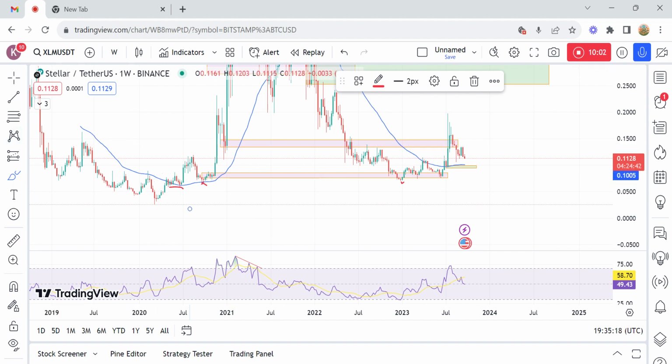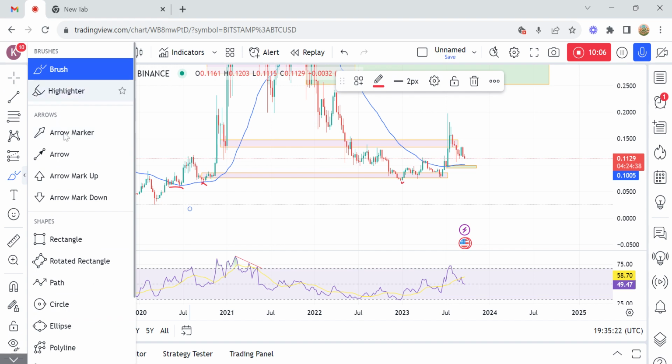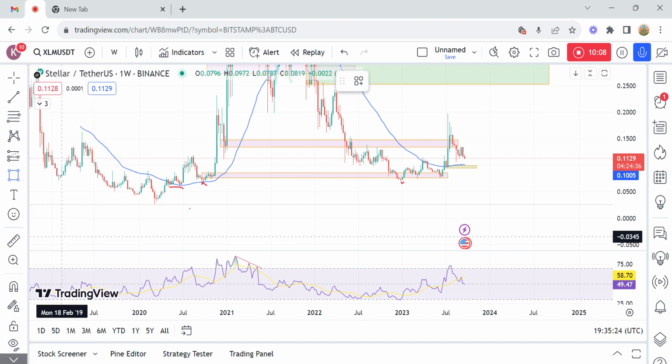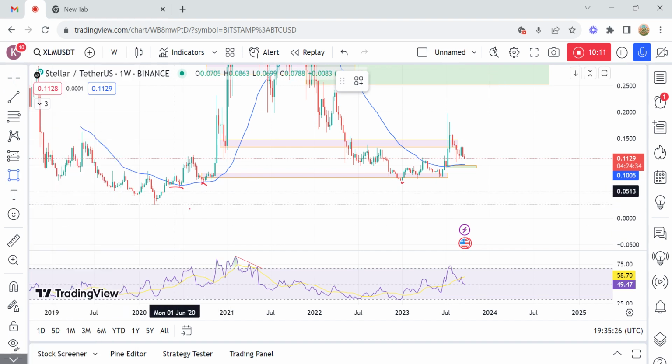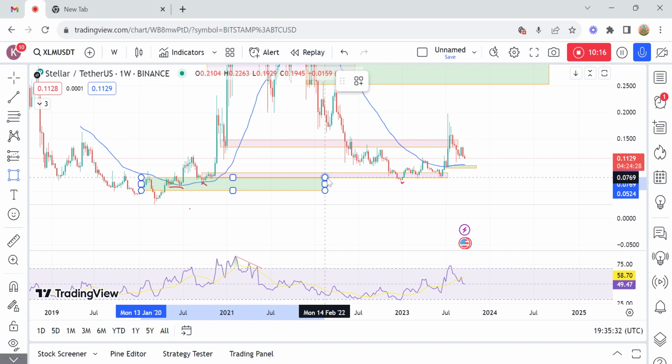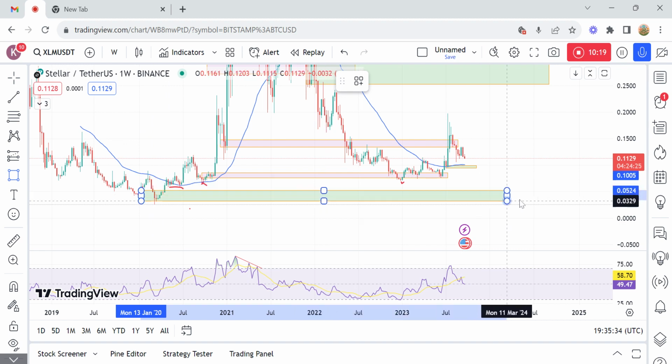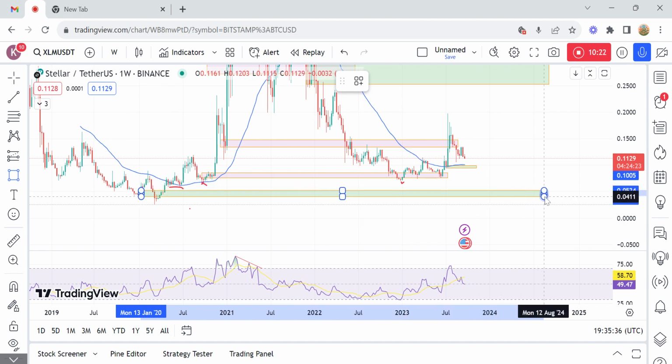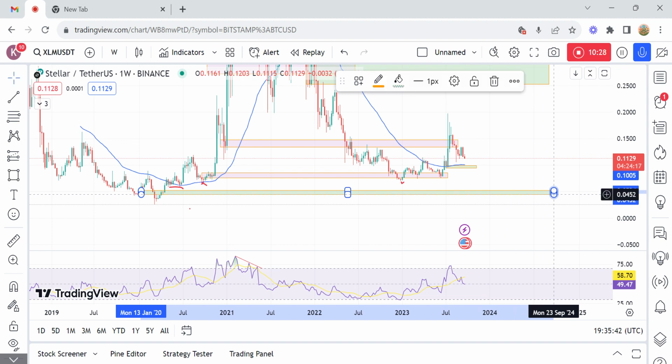So this is the level I expect after taking out these stops. The market is likely to come to this level. Why? Because there is an order block here and there's a liquidity void.